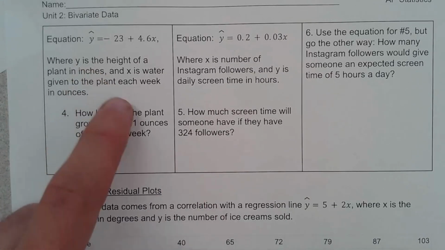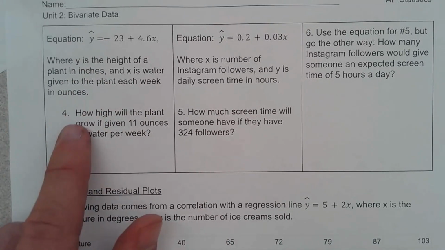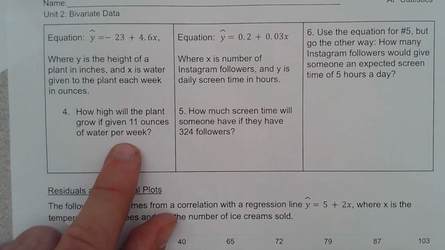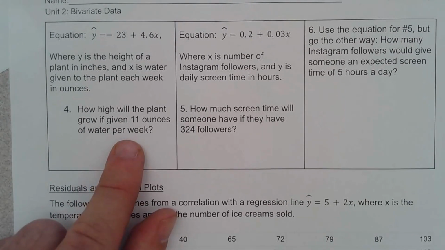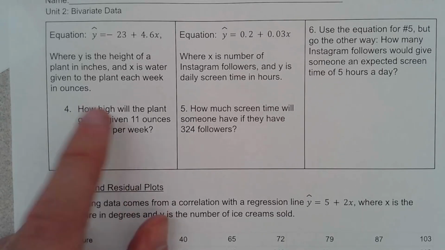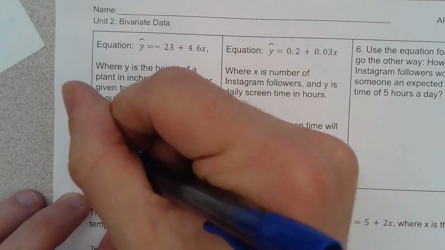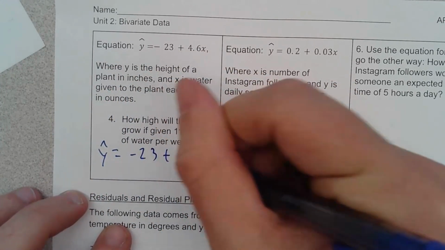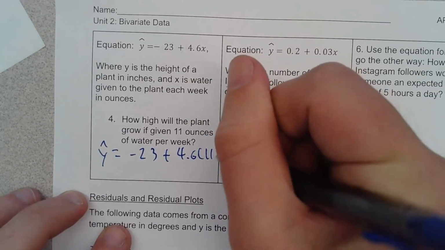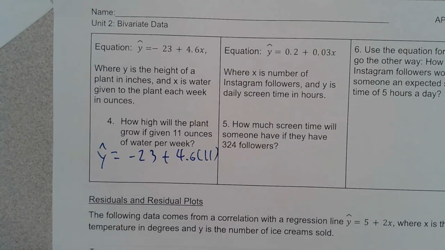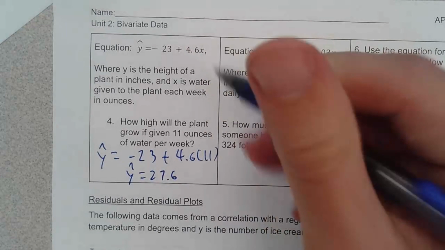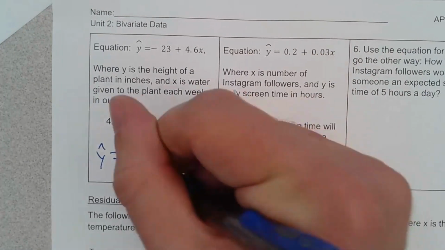Y is the height, X is the water. How high will the plant be if it's 11? Why don't you try this before I do it? Okay, so I'm going to do it now. Y hat equals negative 23 plus 4.6 times 11. Same thing. Multiply it out. 4.6 times 11 gets to be 27.6. So that would be inches.